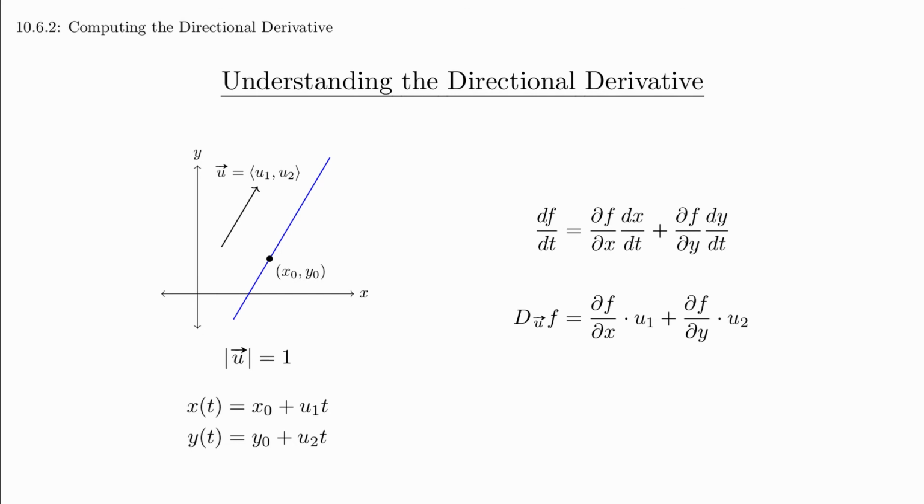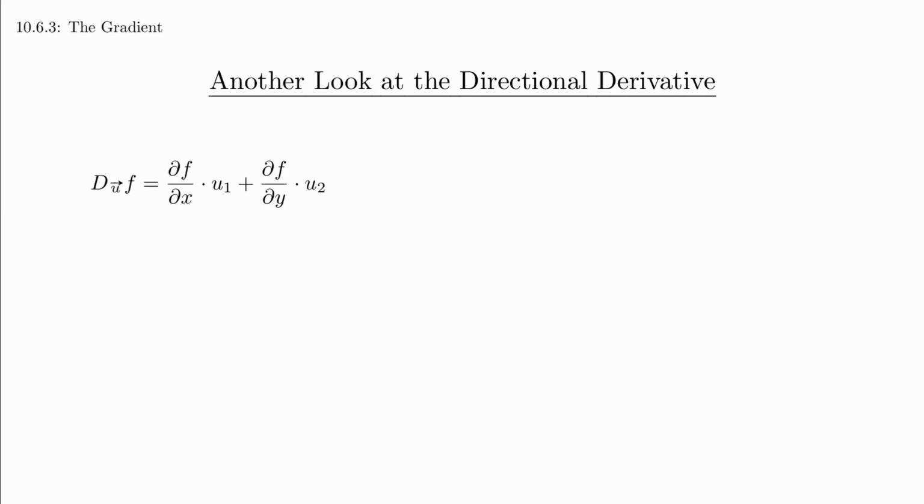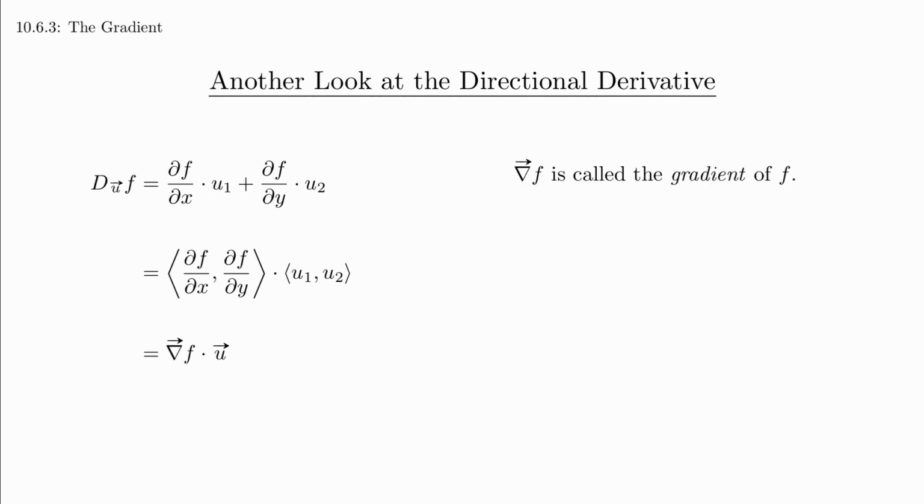otherwise you'll get it wrong. If you look at the formula for the directional derivative, you might pick up on the fact that it looks like a dot product. Specifically, it's the dot product of the vector of partial derivatives with the vector u. This vector of partial derivatives turns out to be an important and useful value in calculus, so we give it a special name. This is known as the gradient of f, and it is written with this upside down triangle.